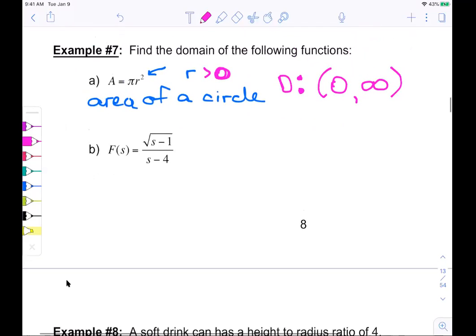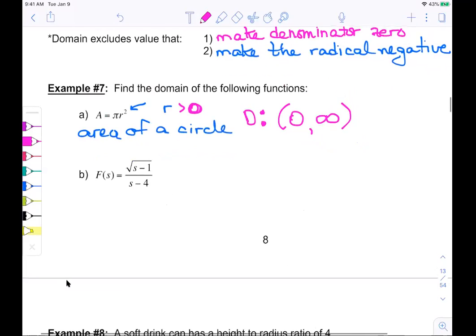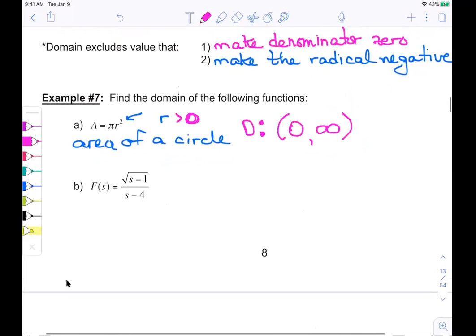I threw in a square root and a fraction. So based off of my restrictions up above, I know that the denominator cannot be 0. So it excludes values that make the denominator 0, and it excludes values that make the radical negative, which means it has to be greater than or equal to 0. So if I find those two values, I should be able to try and write the domain. So if I start on the bottom and I solve for s cannot equal 4.